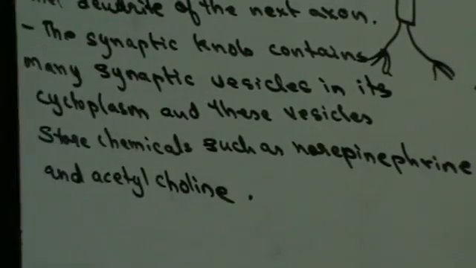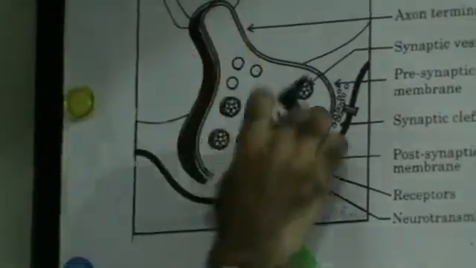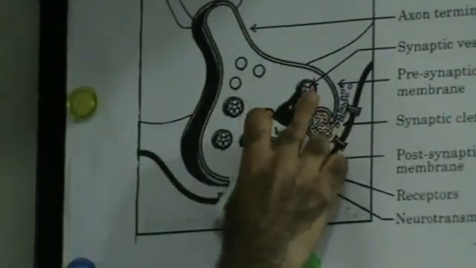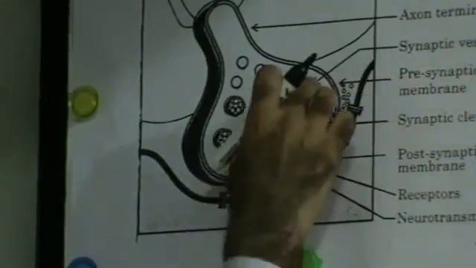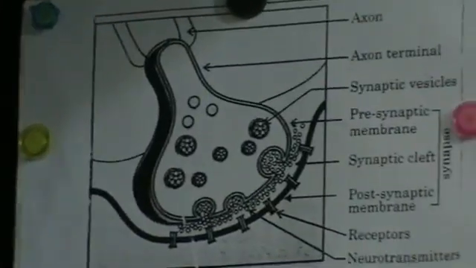Right? These are those neurotransmitter chemicals that are stored in the vesicles. Can I just show you this, guys? This is my synaptic knob. Now these synaptic knobs, here you have cytoplasm. They contain many synaptic vesicles. Now these vesicles are filled with the neurotransmitter chemicals.